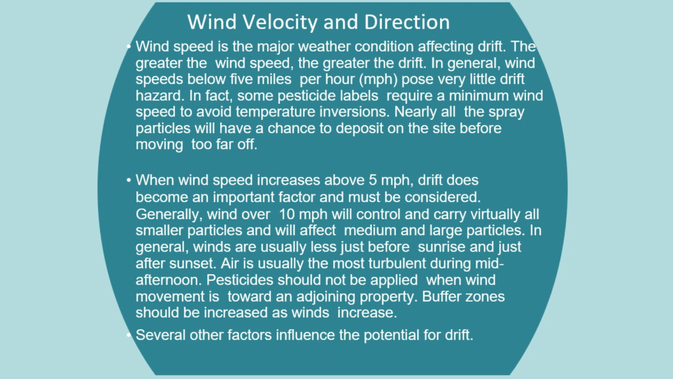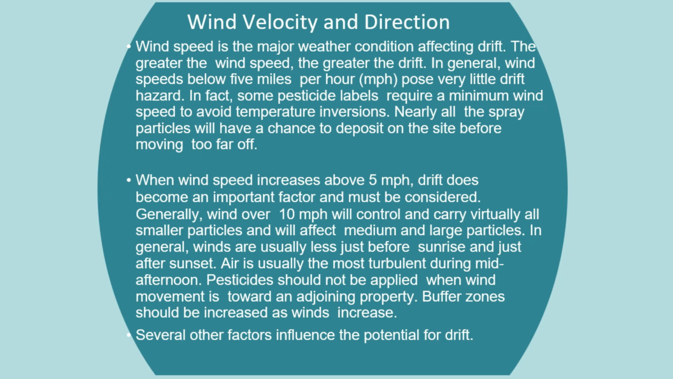Generally, wind over 10 miles per hour will control and carry virtually all smaller particles and will affect medium and large particles. In general, winds are usually less just before sunrise and just after sunset. Air is usually the most turbulent during mid-afternoon. Pesticides should not be applied when wind movement is toward an adjoining property. Buffer zones should be increased as winds increase.